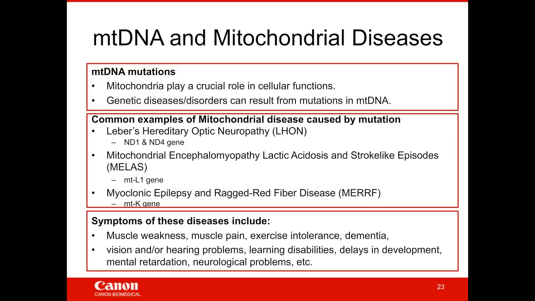1 in 5,000 individuals has a mitochondrial disease. And each year, about 1,000 to 4,000 children in the United States are born with a mitochondrial disease. Known examples of mitochondrial disease caused by SNP mutations include LabRoots disease, Meloss syndrome, and myoclonic epilepsy and ragged red fiber disease.